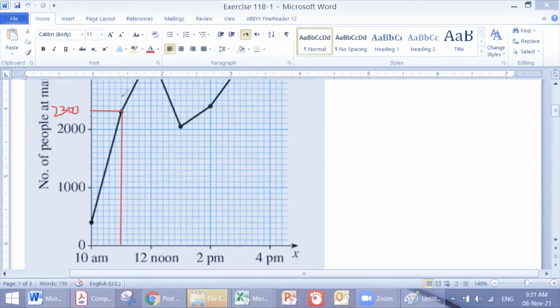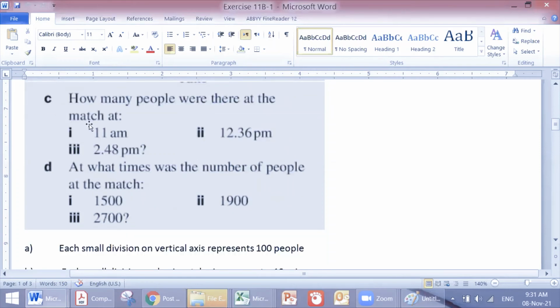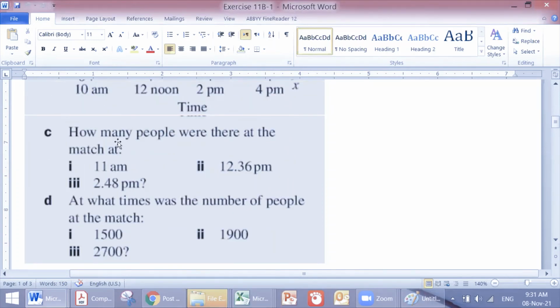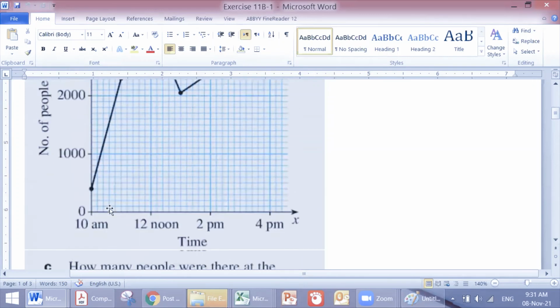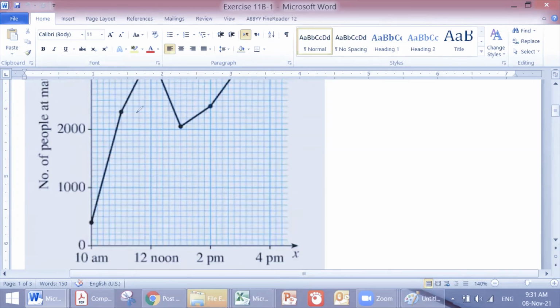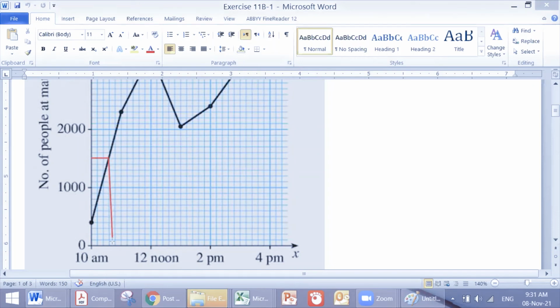Like in part B, they have asked, at what time was the number of people at the match 1500? Which means 1500 people will be at what time? So we will count from the beginning, from 1000. This is 1100, 1200, 1300, 1400, and this is 1500. I will count from here to here, and I will join it down. And here it is meeting with this third division. I have to count 3 divisions, 1, 2, and 3.